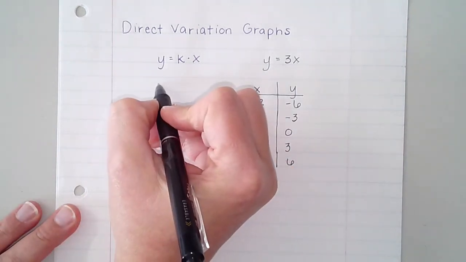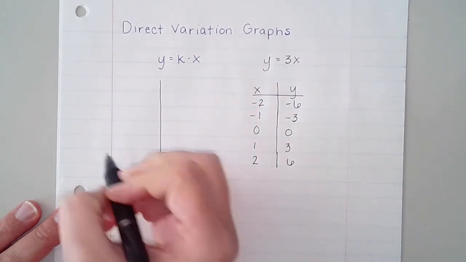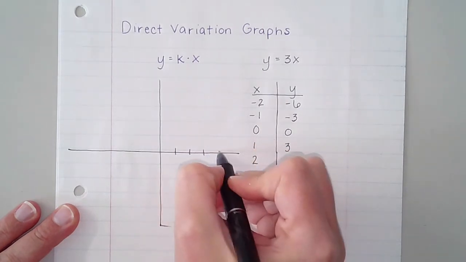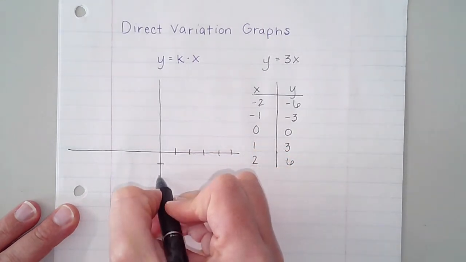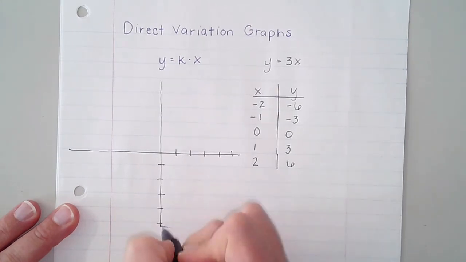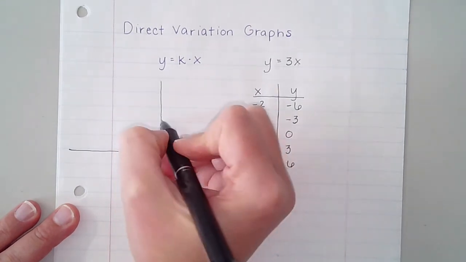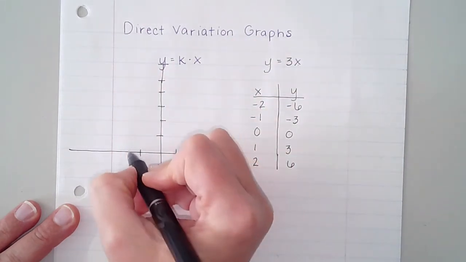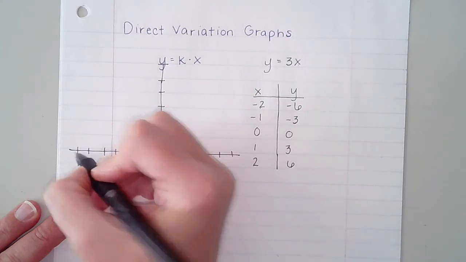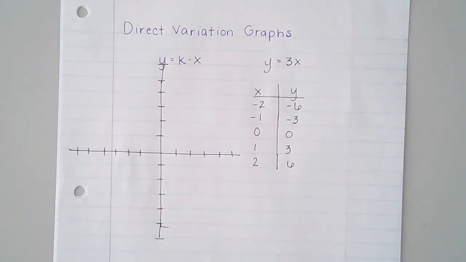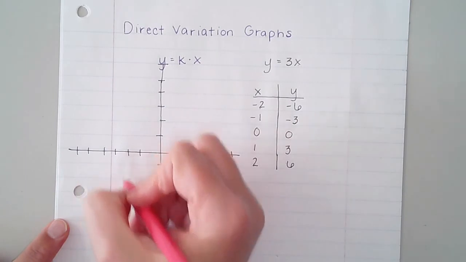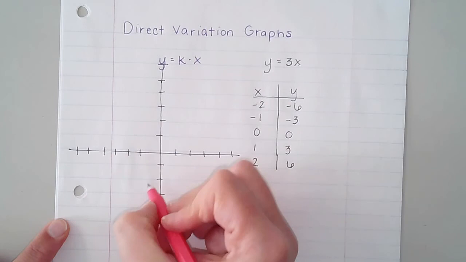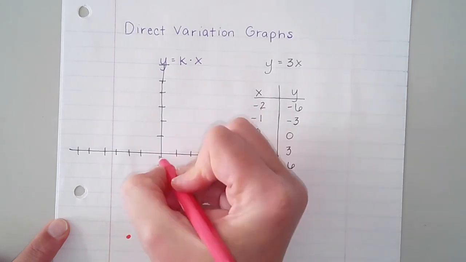And then if I go to try to graph this thing, let's see, did I leave enough lines here? There we go. 3, 4, 5. May have to go up one more there. And then 1, 2, 3, 4, 5, 6. Okay, so if I'm plotting these points here, negative 2, negative 6 would be way down here. Negative 1, negative 3 would be here. 0, 0 right in the center.